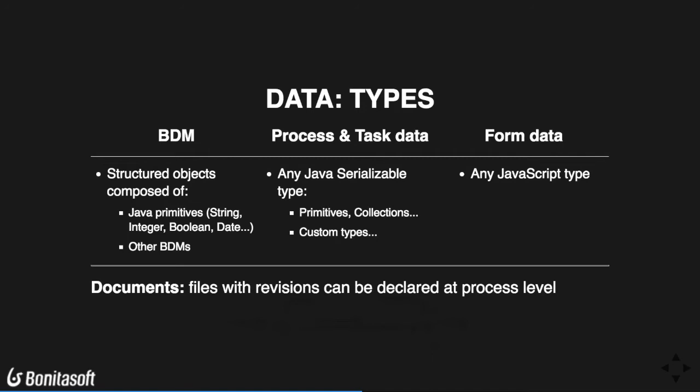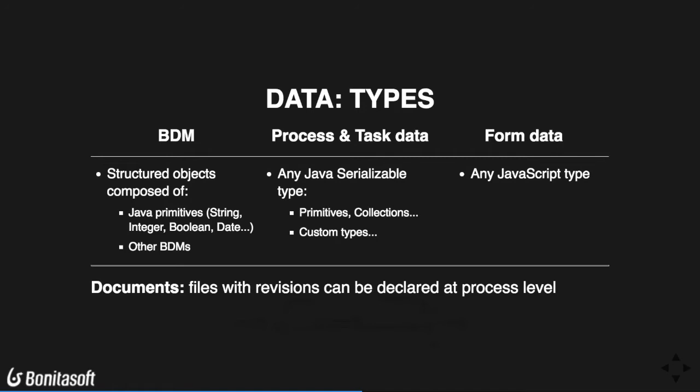So the BDM, as I said, is a structured object, so it's based on the object-oriented model. Every attribute of an object will be either a Java primitive, so string, integer, boolean, date, and so on, or a relation to another BDM object. So you can either define a composition relation or an aggregation relation between your objects, and that will be reflected directly in the database structure. Another thing about the BDM: when you define your data model objects and run the process, the schema will automatically be created by the engine for you.